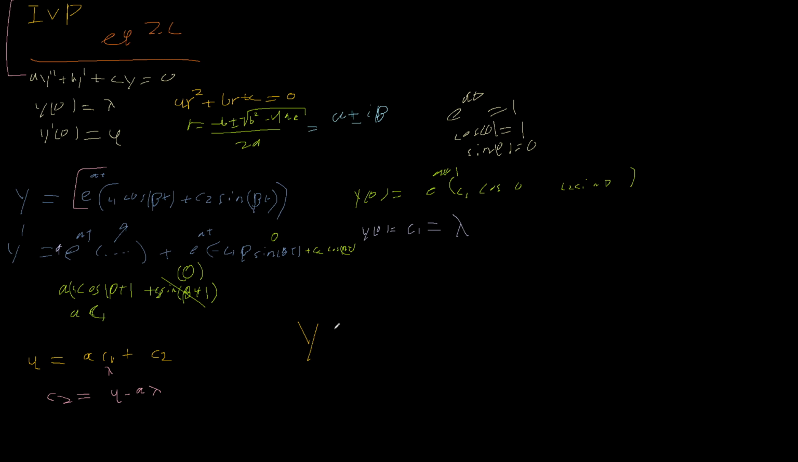So what is y equal to? y is equal to e to the alpha t times lambda cosine beta t plus eta minus alpha times lambda of sine beta t.